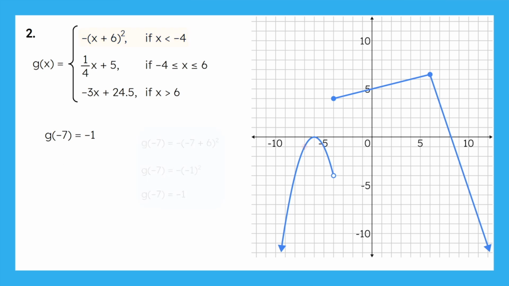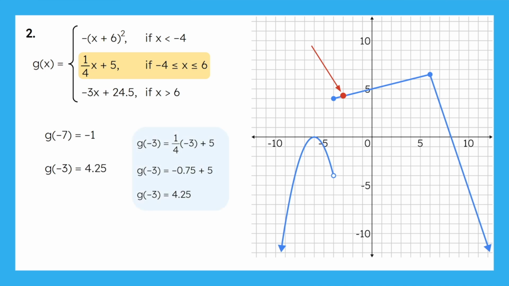To evaluate g of negative 3, it's best to use the function to get the exact output since the graph shows that it's going to be a decimal value. The input falls within the domain of the second interval between the x values of negative 4 and positive 6, so we'll substitute it into that subfunction. Evaluating gives us an output of 4.25, which lines up with what we see on the graph.